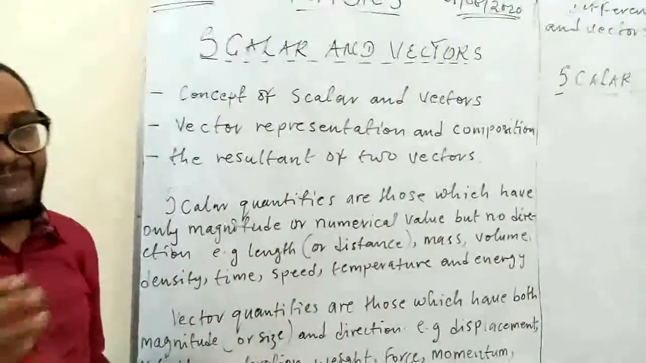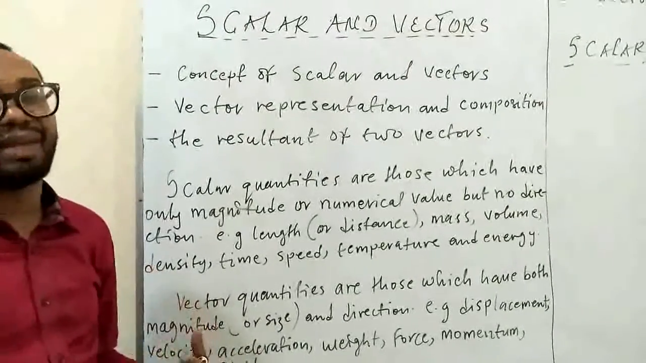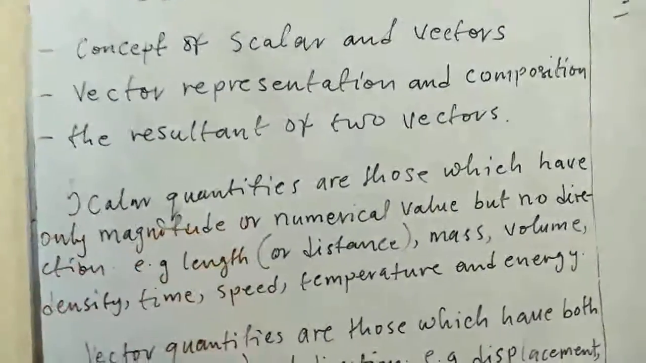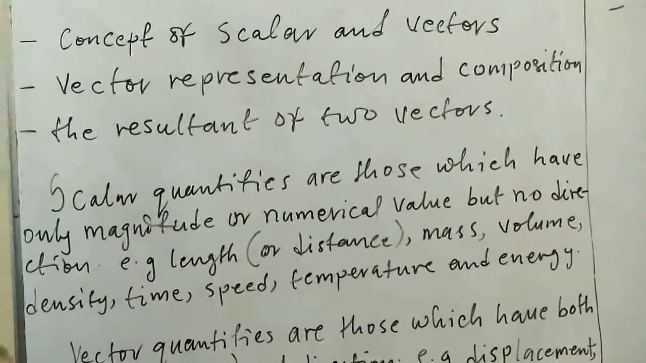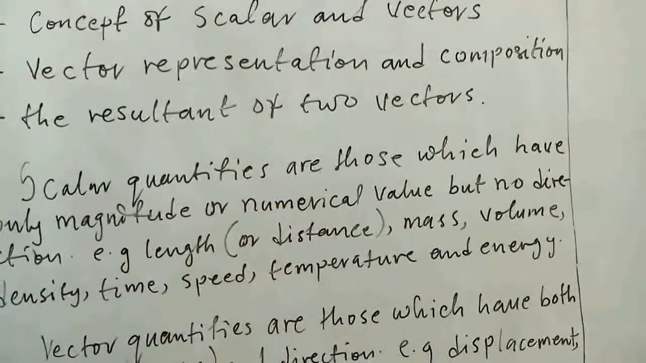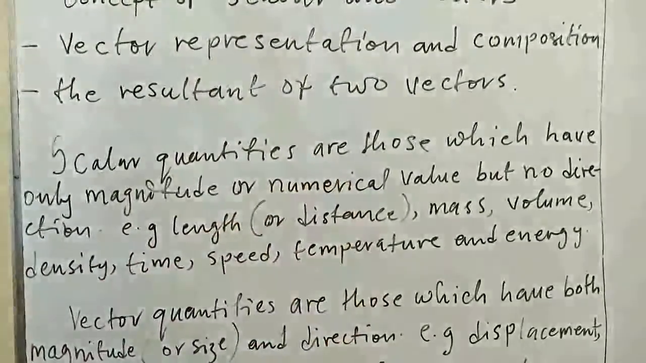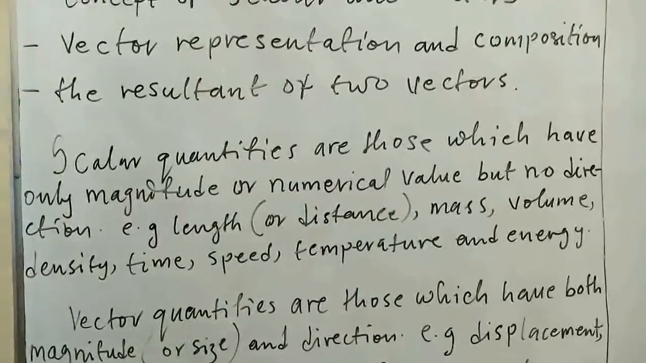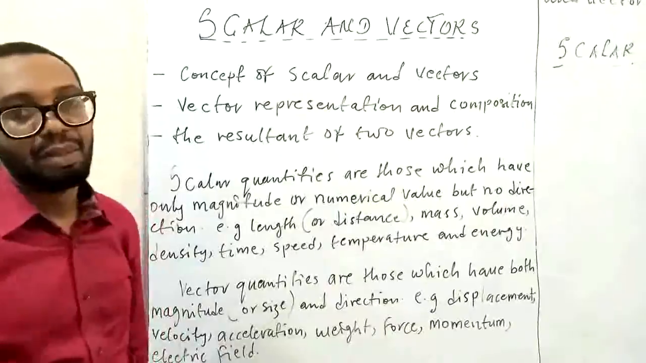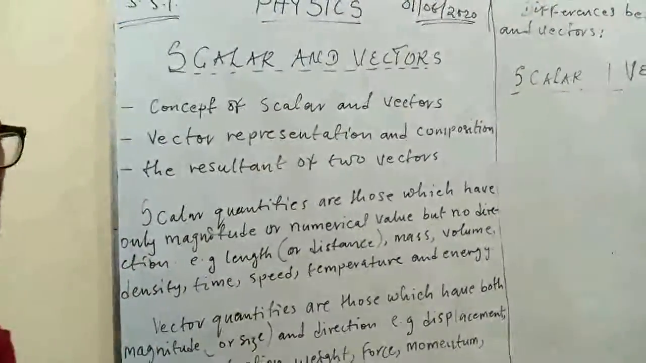Is that clear? And then by now, you should be running through your mind the definition of a scalar quantity, or what scalar entails and what vector quantity also entails. I said scalar quantities are those which have only magnitude or numerical values, but no direction. In other words, scalar quantities are quantities that have magnitude only without direction. That's what it means.